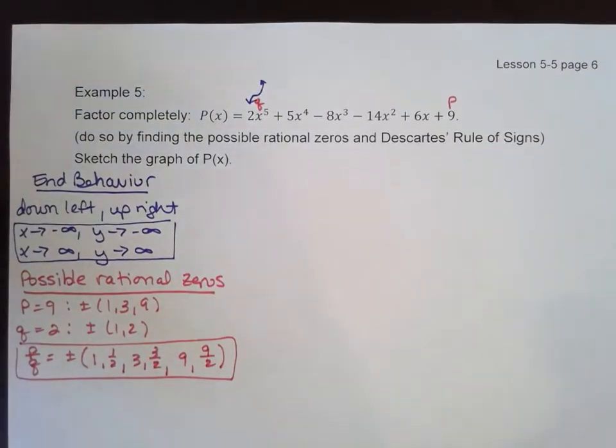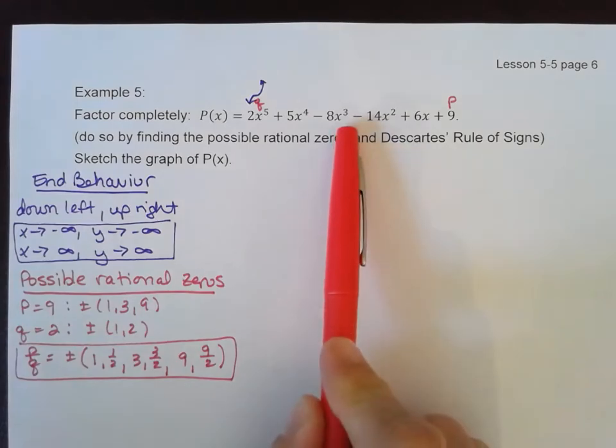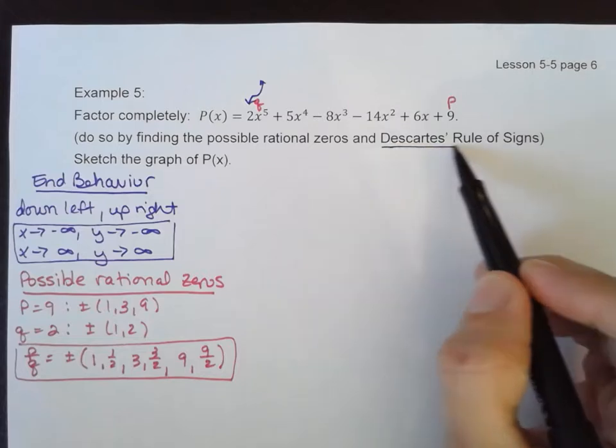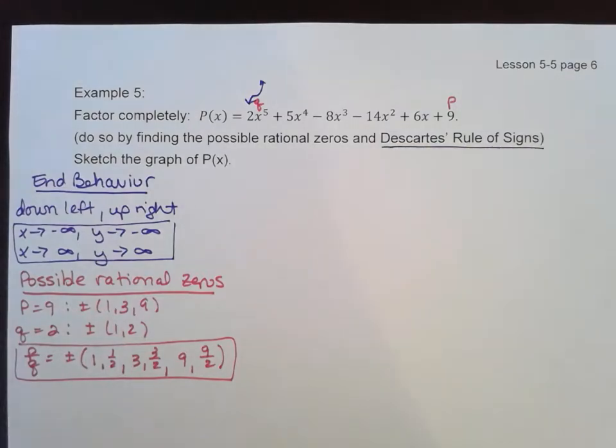Remember, that means out of all the numbers in the whole universe, only these are the ones that are possible to be rational zeros of this particular function. Okay, now we want to actually write it in factored form. But before we do that, let's use Descartes' rule of signs so that we know how many of each zero to expect.